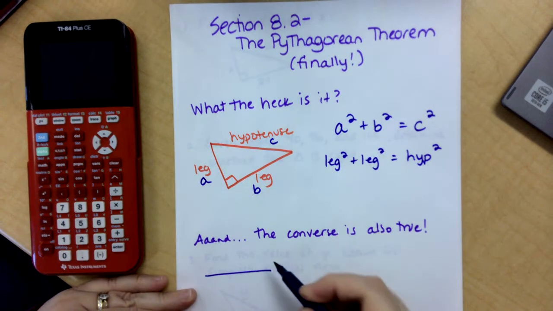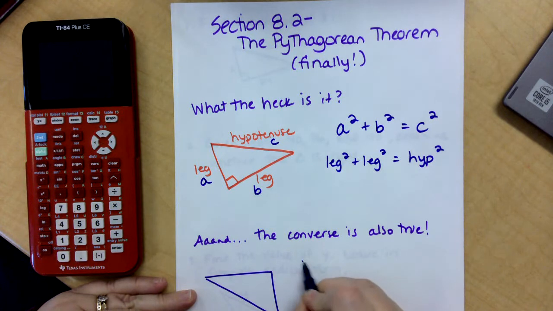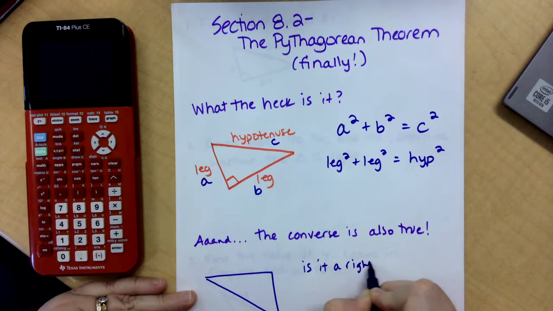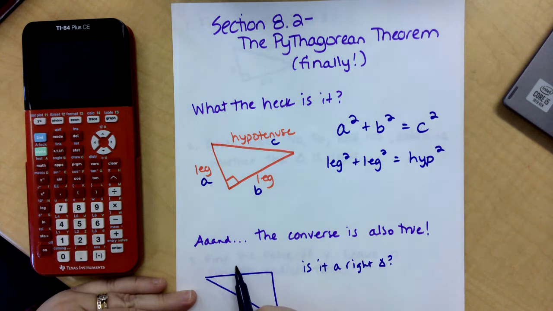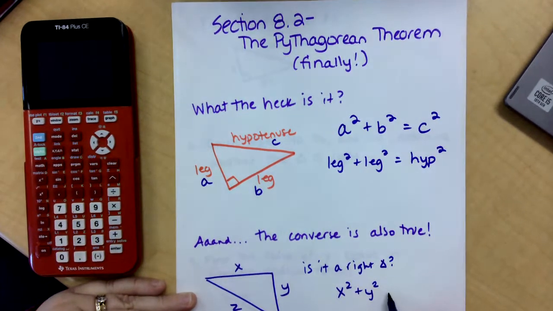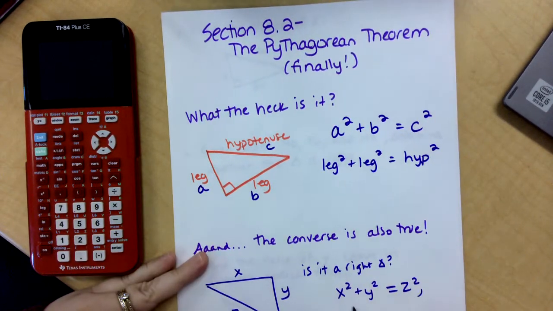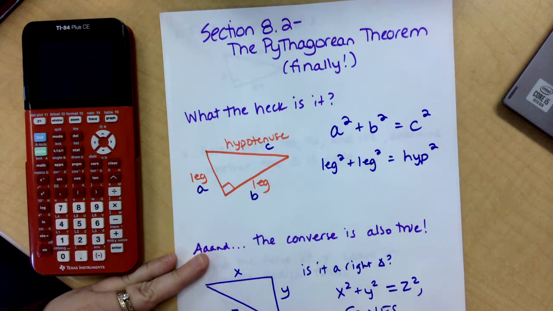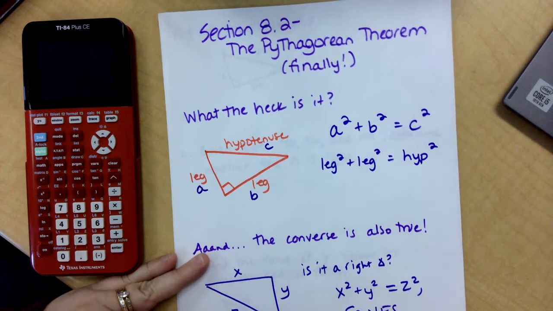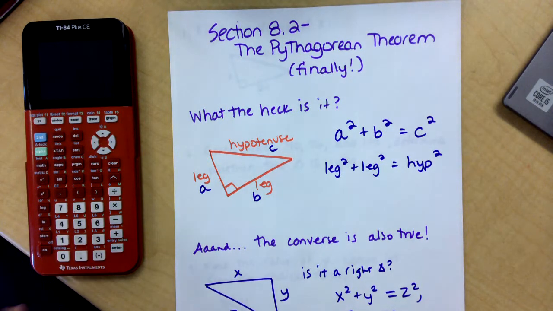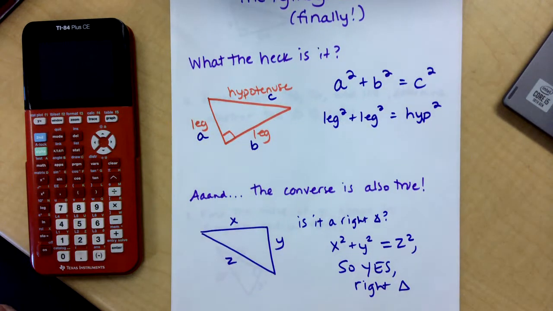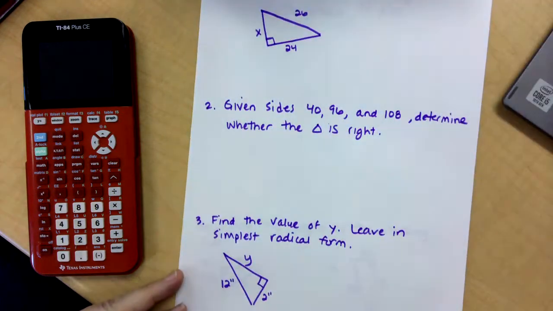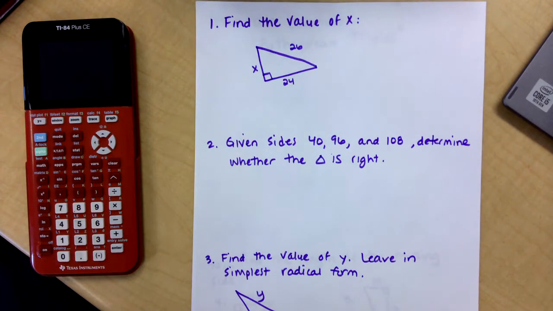So if I gave you some random triangle and said, hey, is it a right triangle? You could just plug the numbers in. So you could be like, well, x squared plus y squared equals z squared. So yes, it's a right triangle. So leg squared plus leg squared equals hypotenuse squared. And if that relationship holds, but you don't know the measure of the angle, genius. It is a right triangle for sure. So let's do a couple of examples. We will start by finding the value of x.